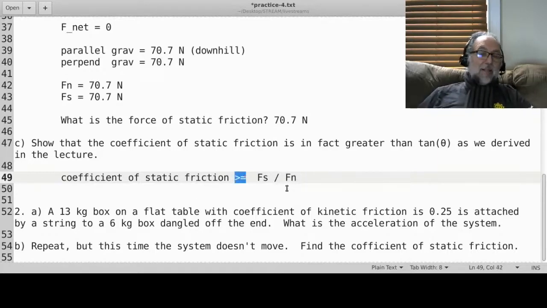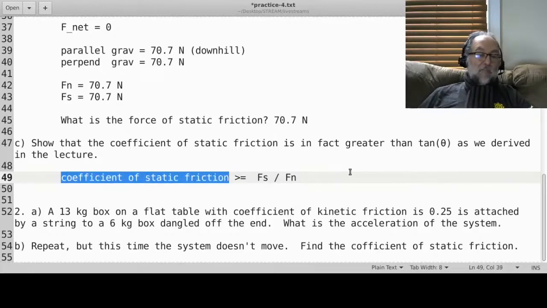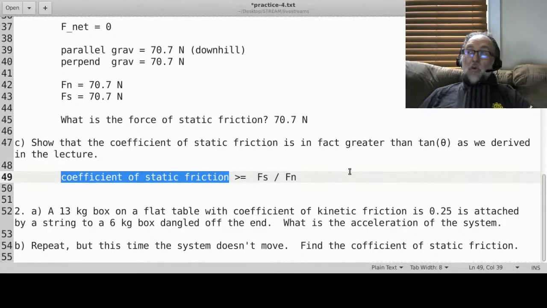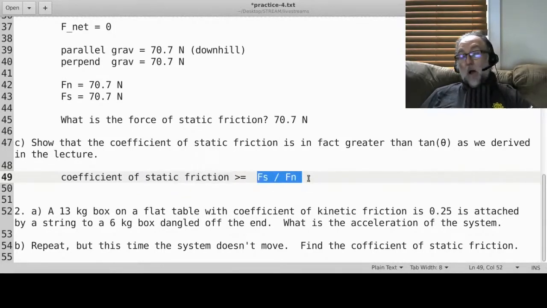Notice that this is not an equality, it's an inequality. So that means that I can't tell you what the coefficient of static friction is going to be. I can only tell you what it can't be smaller than. It has to be bigger than this ratio, but it can't be smaller than that ratio. If it's smaller than that ratio, then the box is going to slip and you don't have static friction. If it's bigger, then you're okay. Now, how much bigger, I can't say, but it's got to be bigger.